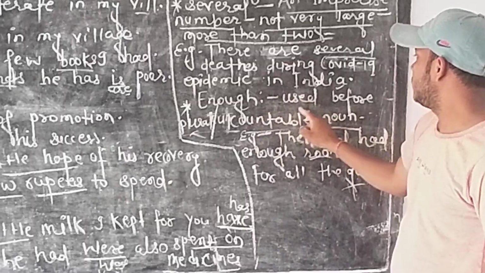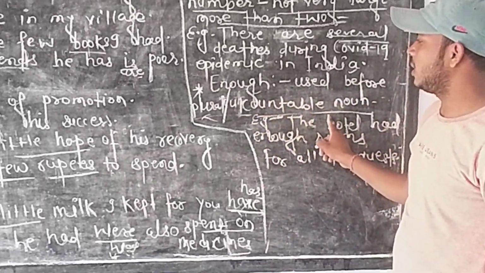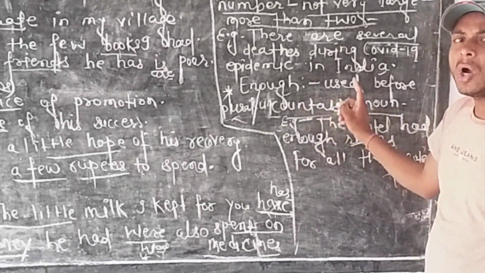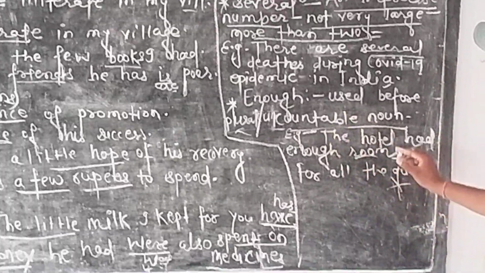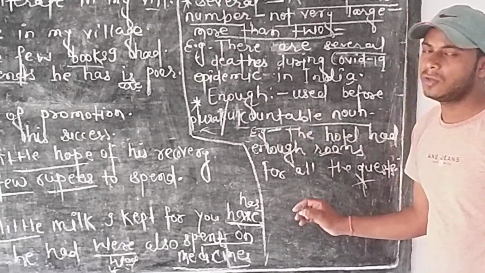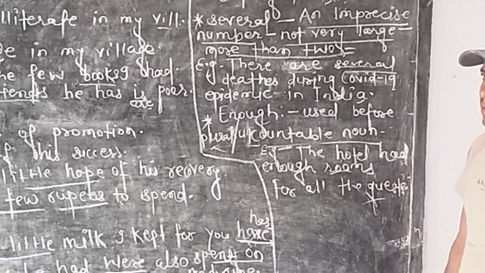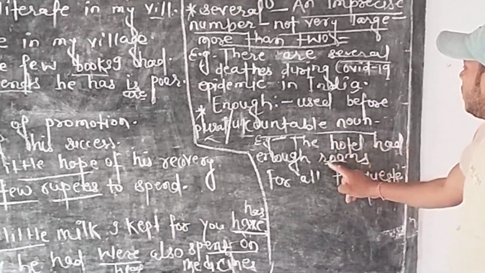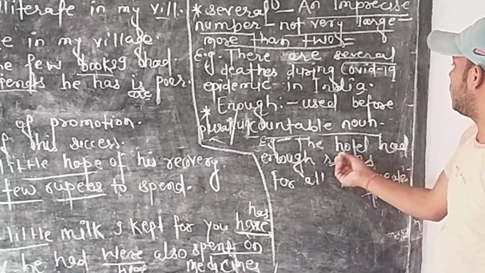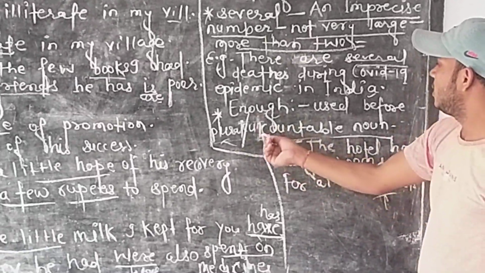And enough means it is used before plural or uncountable nouns. Enough means that which is sufficient, or as much as needed. So here, the hotel had enough rooms for all the guests. So, enough rooms, this is plural.